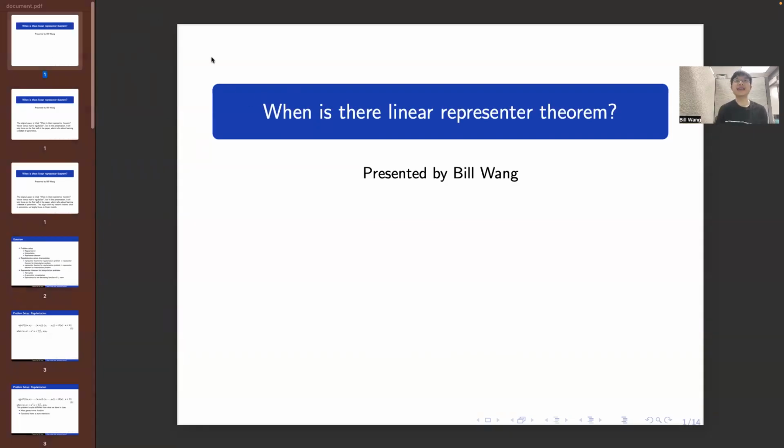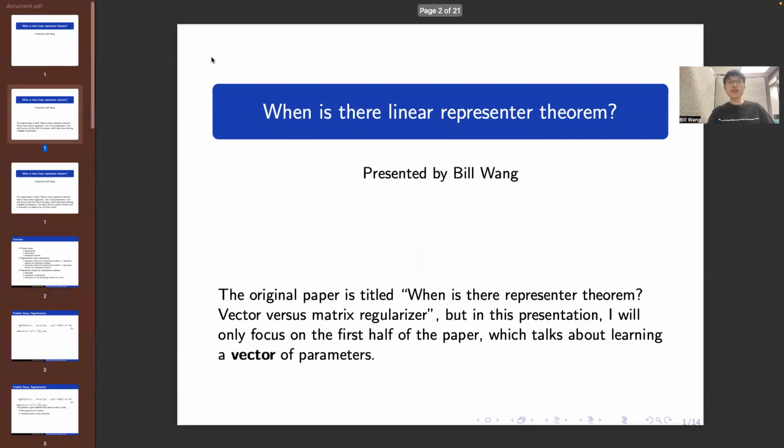Hi, everyone. Today, I'm going to talk about when is there a linear representer theorem. This paper majorly talks about the necessary and sufficient conditions for the linear representer theorem to hold for a very particular class of regularization problem. The original paper's title is "When is there a representer theorem: vector versus matrix regularizer." But in this presentation, I will focus only on the first half of the paper.